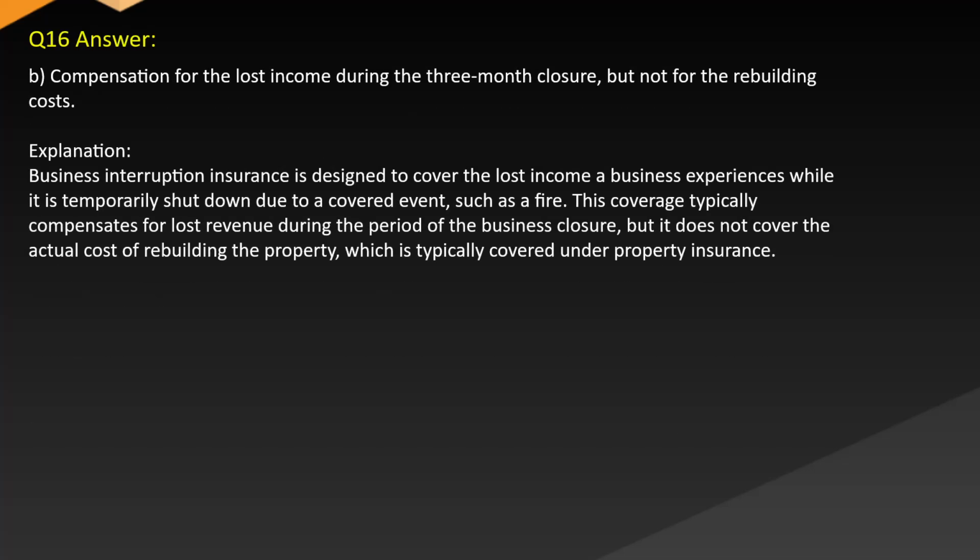Answer: B. Compensation for the lost income during the 3-month closure, but not for the rebuilding costs. Explanation: business interruption insurance is designed to cover the lost income a business experiences while it is temporarily shut down due to a covered event, such as a fire. This coverage typically compensates for lost revenue during the period of the business closure, but it does not cover the actual cost of rebuilding the property, which is typically covered under property insurance.